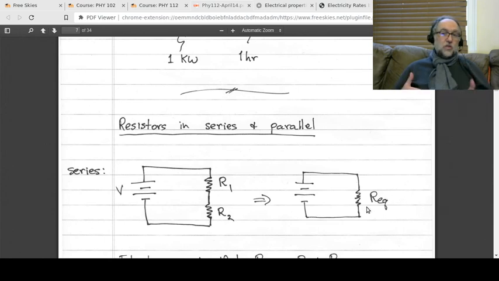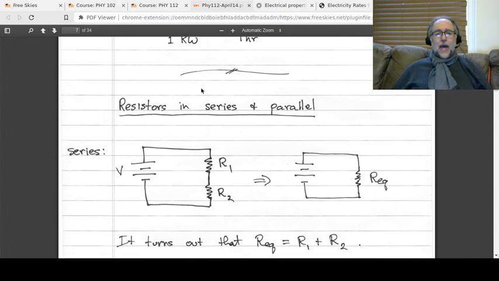All right, so two resistors in series act like one resistor of a particular value, which you can calculate from R1 and R2. If we were building a circuit, you could literally pull out R1 and R2 and replace them with R equivalent, and all the other electronic properties should remain the same, like the current and the potential. Okay, so how does that work?